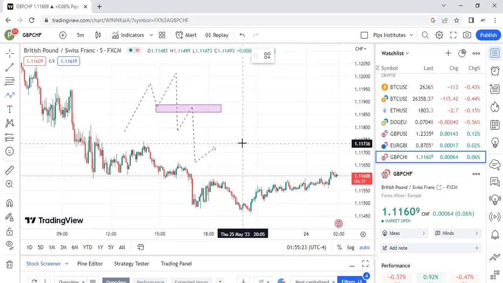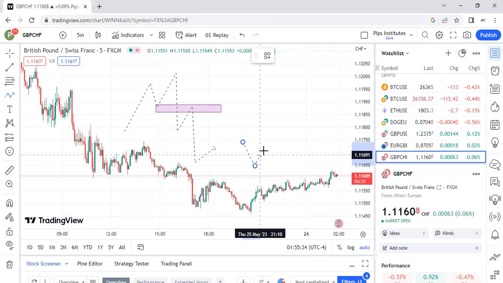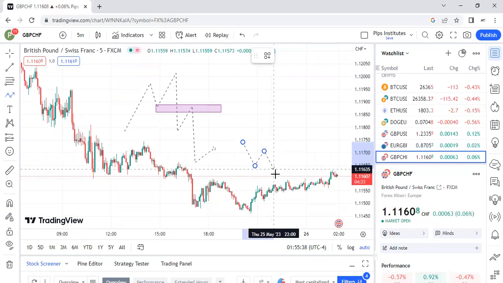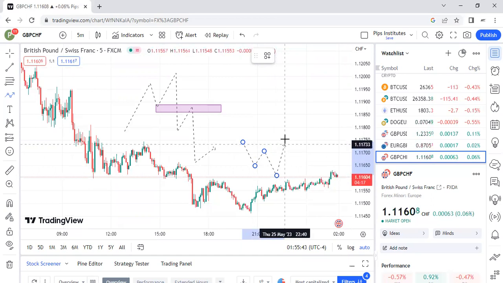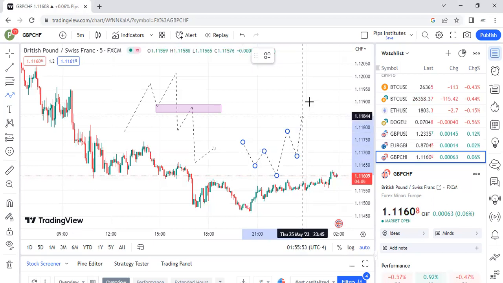Now let's assume the market is giving us something like this. Then we have a push up. Then we have a push down on this level. Then we have a push up this level. Then we have a push down this level. Then we have a push up.